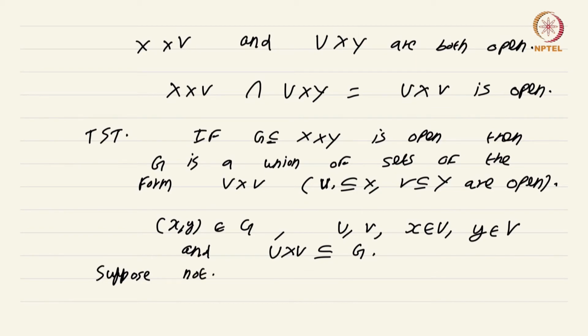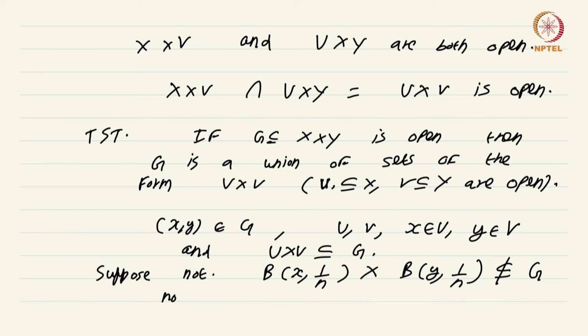Well, what does this mean? This means that if you consider B_x(1/n) Cartesian product B_y(1/n), these are the open balls in X and Y respectively, this is not going to be a subset of G, no matter what n we choose, right? Because we are assuming that it is not possible to squeeze a product of open sets within G that contain the point (x, y). If you take these particular balls of radius 1/n centered at x and y, it's not going to be contained within G. So no matter what the choice of n.